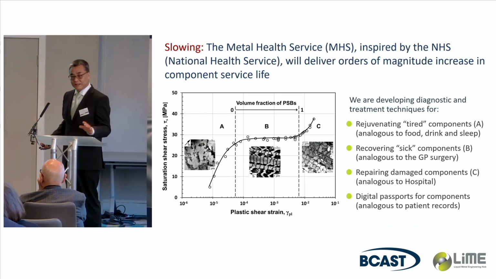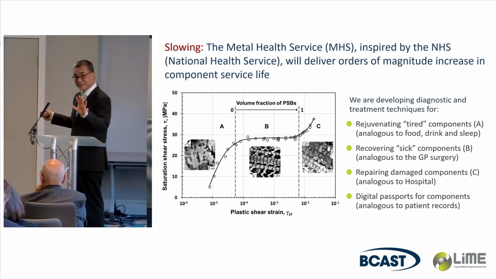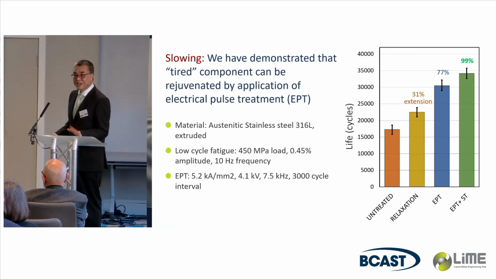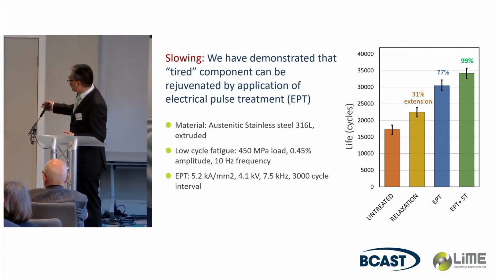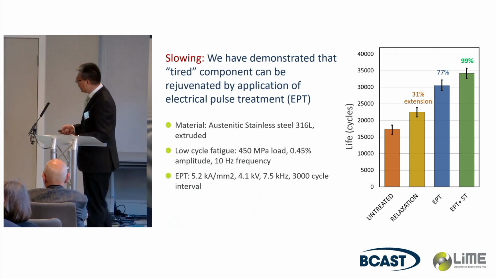So we create basically daily life, like a food and drink type of treatment, rejuvenating and recovering like a GP surgery, and a hospital for repair. With rejuvenation, we have demonstrated initially that we can extend life. The good thing here is you can see we nearly doubled it if we do it properly. I would expect 10 times or 100 times more rather than twice, but the reason is we do low cycle fatigue, where one cycle already damages too much, so rejuvenation is limited.